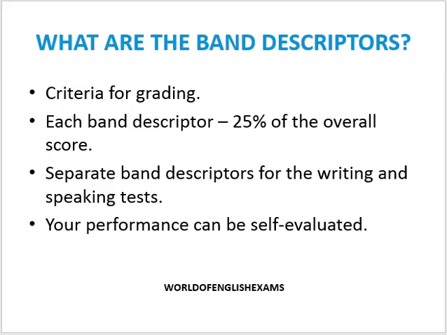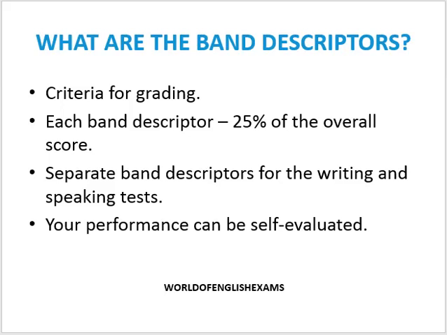If you think that there are common band descriptors for writing and speaking, then you are mistaken. There are separate band descriptors for writing and speaking, and to be more precise, there are separate and unique band descriptors for writing task 1 as well as task 2, although there are some common factors as well. If you know the information about band descriptors, then you can self-evaluate your performance. Just looking at the table which I am going to show will give you a lot of insight into how you can improve your performance all by yourself. So what are we waiting for?